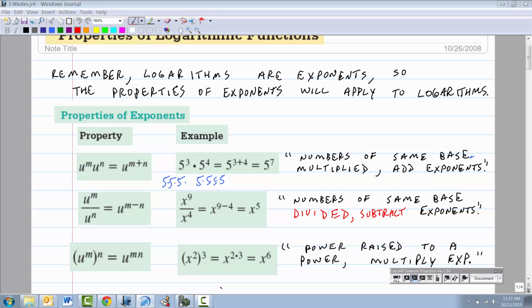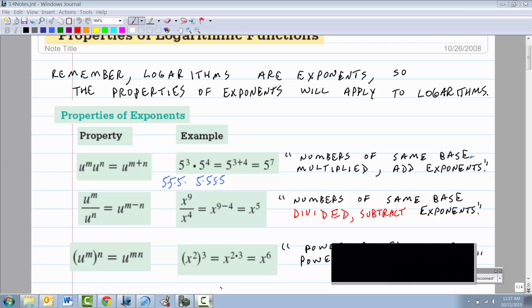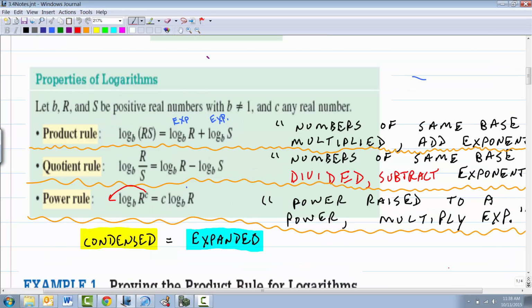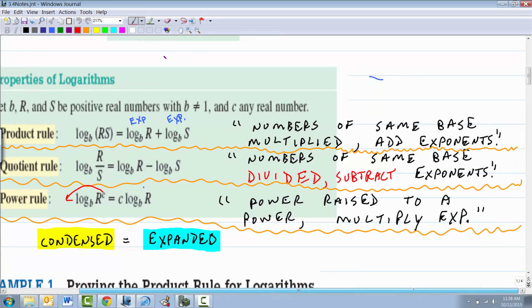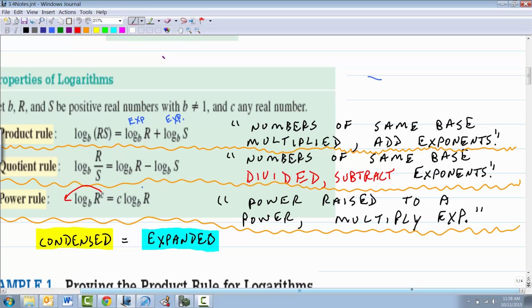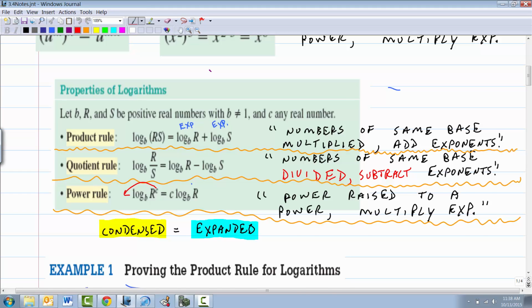So, first rule is if I have two numbers of the same base multiplied together, I add the exponents. We're going to use that same terminology for a logarithm. Two numbers of the same base divided, I subtract the exponents. And the last one is a power raised to a power, I multiply the exponents. Boom! Okay, what's a logarithm? Another way of writing a what? Exponent. So I can convolute these sentences in order to make it work for the logarithm rules that you're going to have memorized.